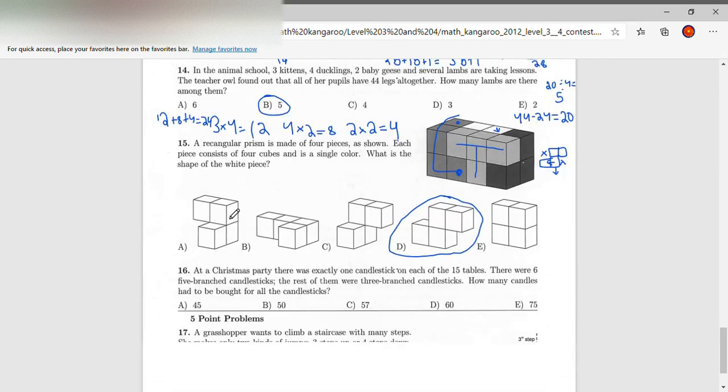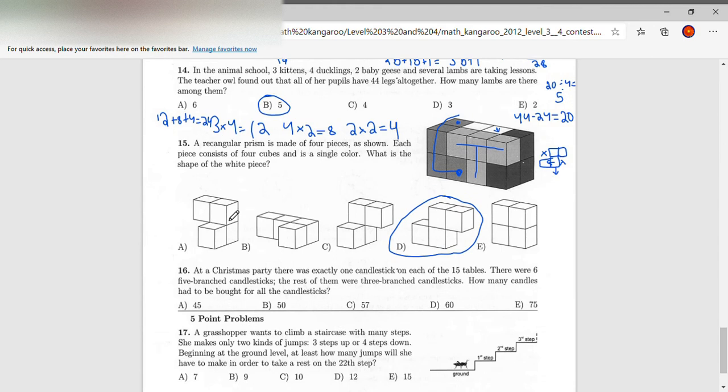Last 4-point problem. 16. At a Christmas party, there was exactly 1 candlestick on each of the 15 tables. There were 6 5-branched candlesticks. The rest of them were 3-branched candlesticks. How many candles had to be bought for all the candlesticks? So we know that there was 1 candlestick on each of the 15 tables. So there were 6 5-branched candlesticks, and the rest of them were 3-branched candlesticks.